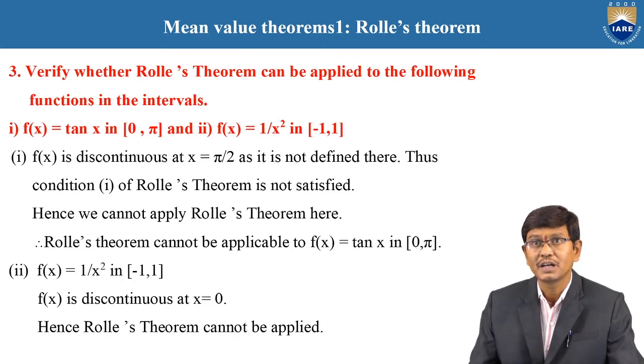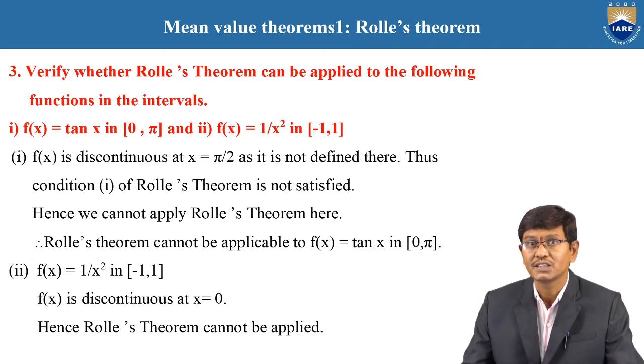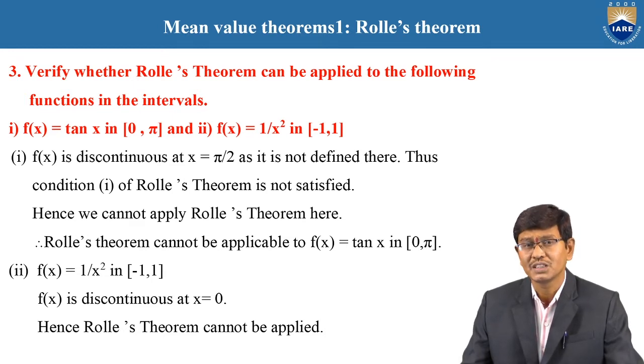Verify whether Rolle's theorem can be applied to the following functions in the interval. One is f of x is equal to tan x in the interval 0 comma 5. And the second function, f of x is equal to 1 by x square in the closed interval minus 1 comma 5. While we are going to observe this problem, the first one, f of x, is clearly a discontinuous function. Why? Because here the function is tan x.